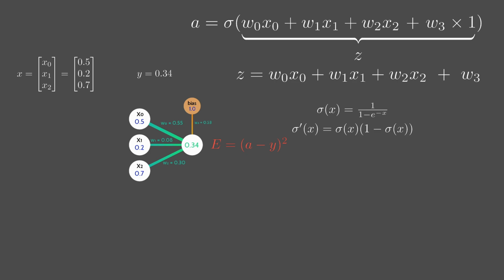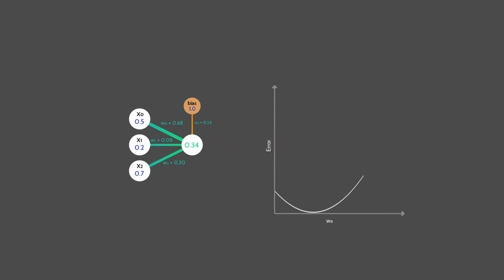Let's start with one weight. We'll try to optimize W0. I vary it so we can see the error in function of this weight. As you can see, there is a minimum here, and our goal is to reach it. If we can compute the slope of the error, then we just have to decrease the weight when the error increases, and increase the weight when the error decreases, right?